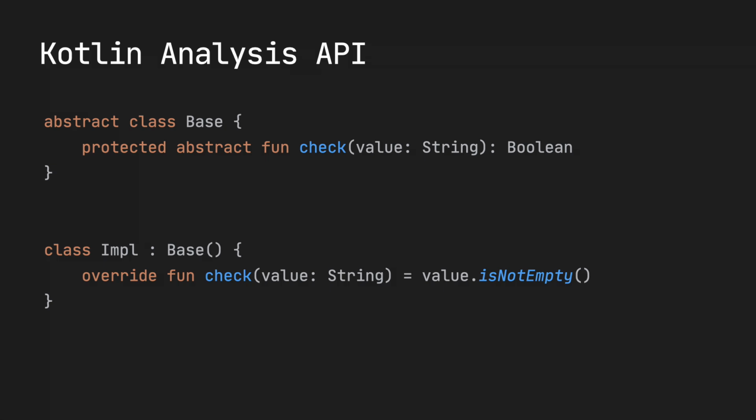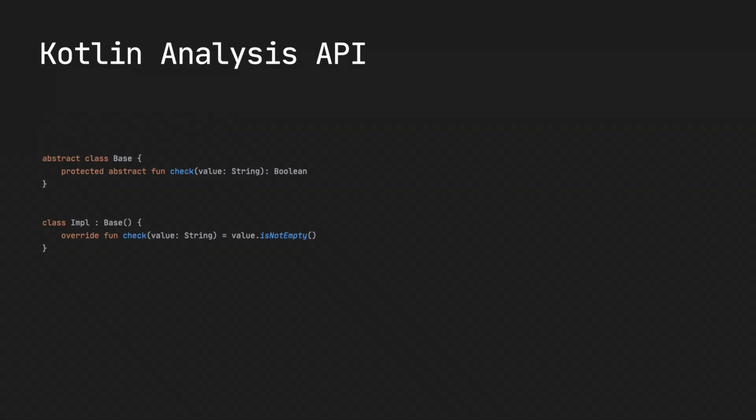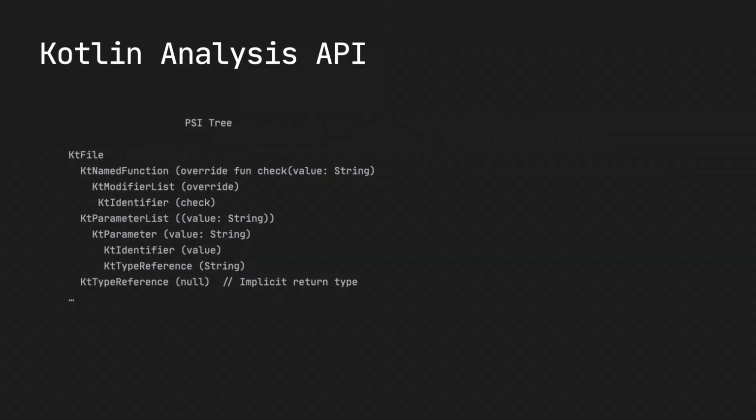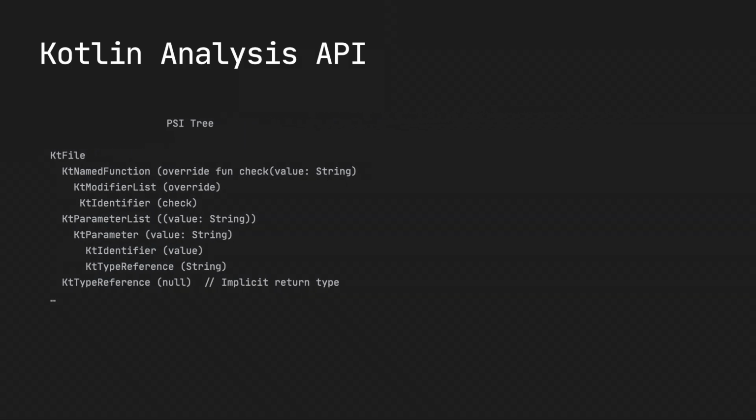So let's look at a very basic example of this. Here I have an abstract class and an implementation with the check method. What I could do is create a PSI tree of this, and the PSI tree looks like this, where at the root I have a KT file. Each element here is prefixed by KT. This is just the part of the tree which is representing the implementation class and the method, which is check.